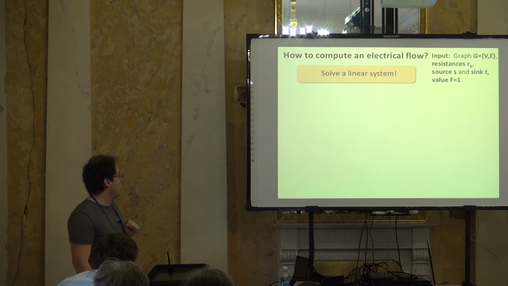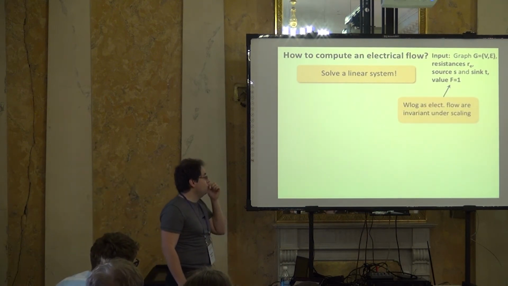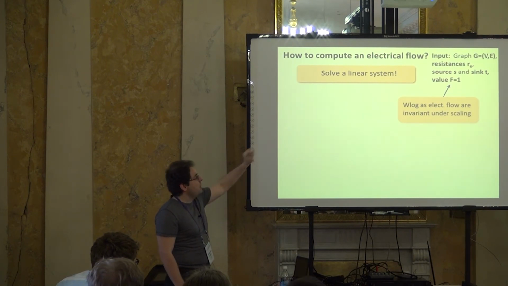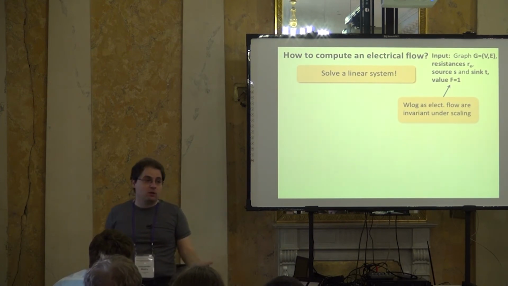I already told you, you just have to solve a linear system. Let's try to dig a bit deeper there. First of all, we can set the value of our electrical flow to be always 1, because electrical flows are completely scale invariant.